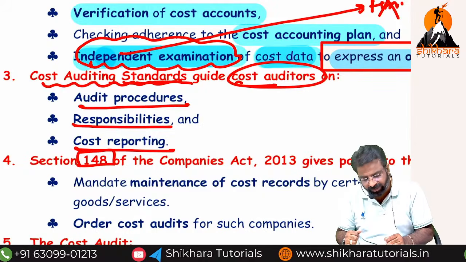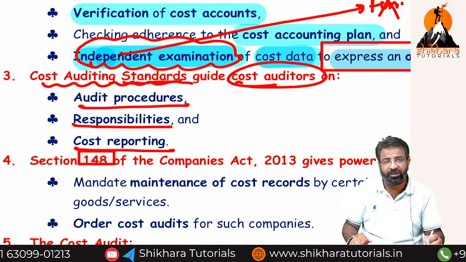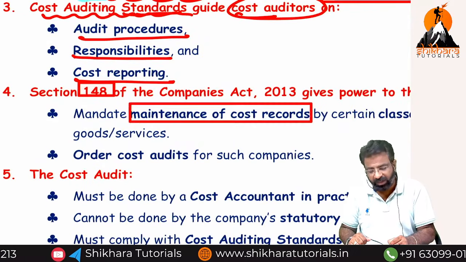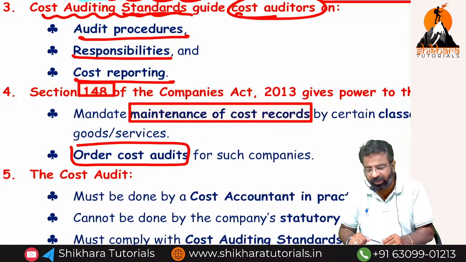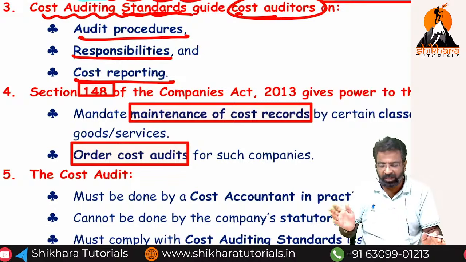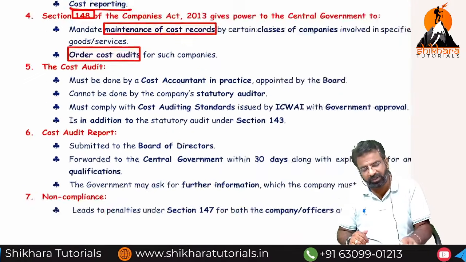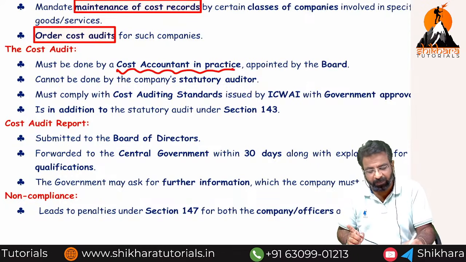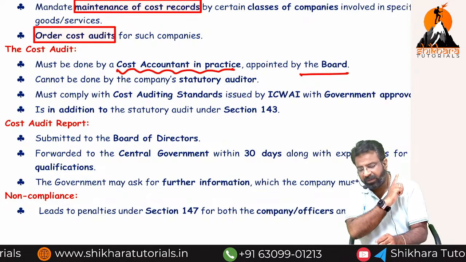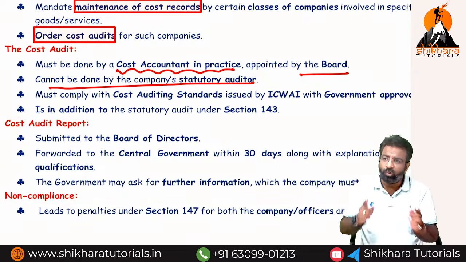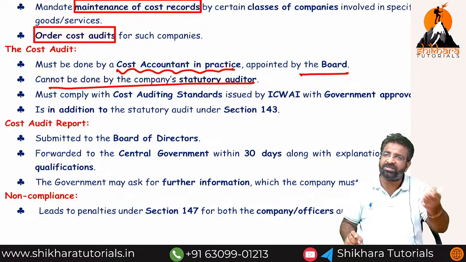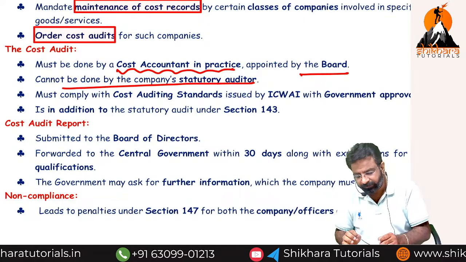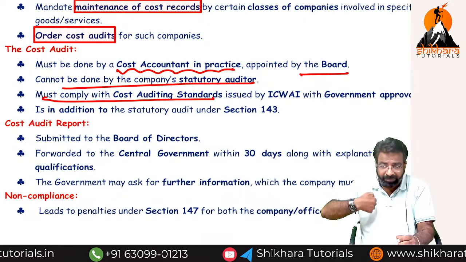This one we have already done. Section number what? 148. What is 148? Mandate maintenance of what? Cost record. Can you tell me the rule number? 3. And when the cost audit will be applicable? Rule number 4. Both the things we have learned, 3 and 4. What is cost audit? Can you read now? What is cost audit? Must be done by cost accountant in practice, appointed by, just now we have done, cannot be done by. So who two cannot be the same? Cost auditor can't be the statutory auditor. Statutory auditor can't be a, must comply with what? Cost auditing must comply with what?